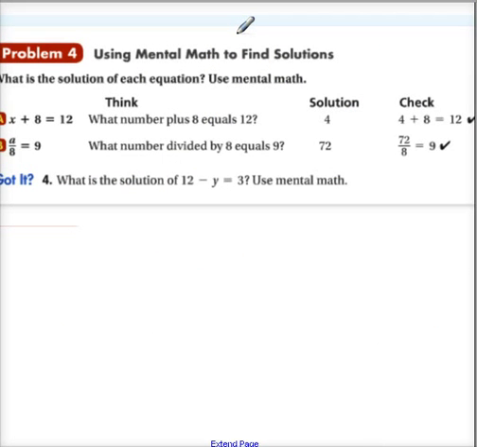We can also use mental math to find the solutions for equations. When you read problem A, x plus 8 equals 12, you want to be thinking, what number plus 8 will give me 12? Hopefully, the mental math problems are easy enough for your mind to come up with 4. In example B, a over 8 equals 9. You should be thinking, what number divided by 8 equals 9? If you know your math facts, 72. Let's try the got it. What is the solution of 12 minus y equals 3? 12 minus what equals 3? That answer would be 9.